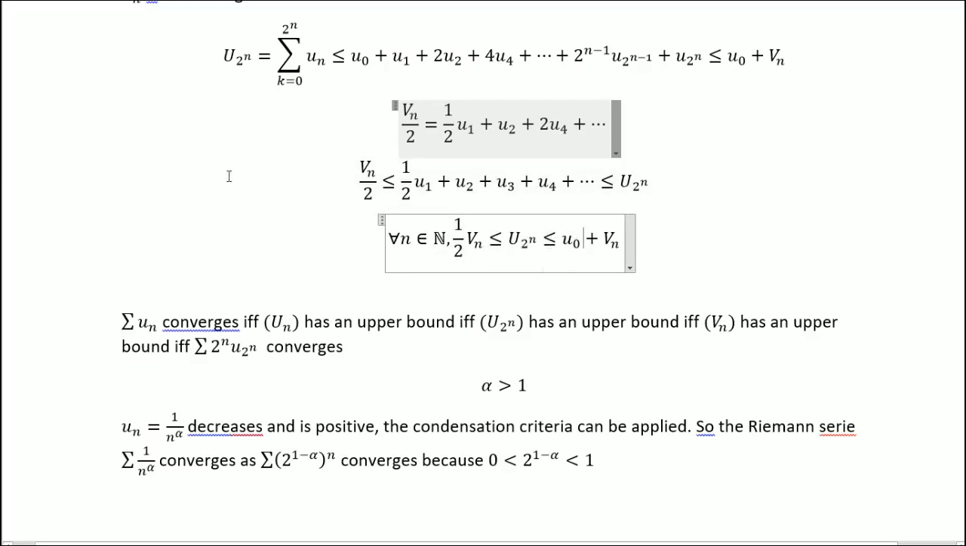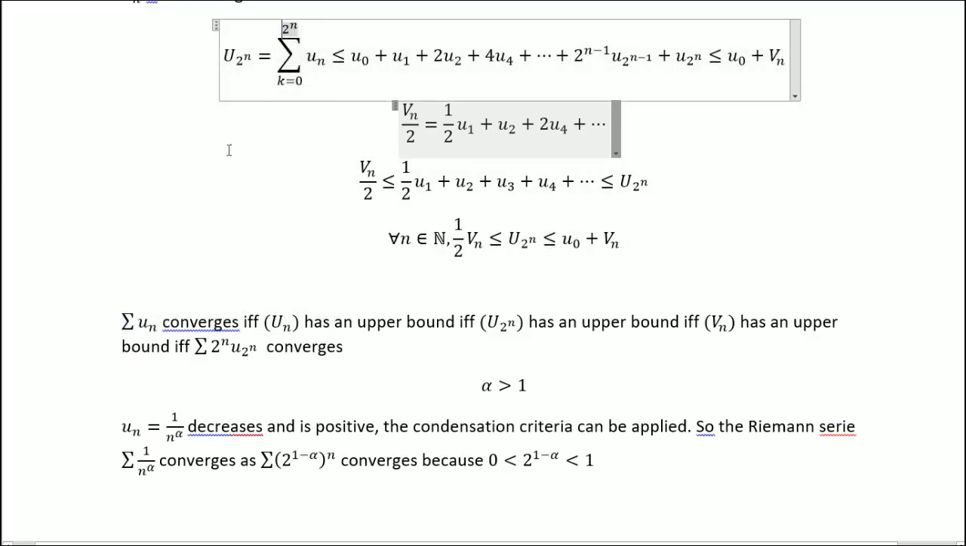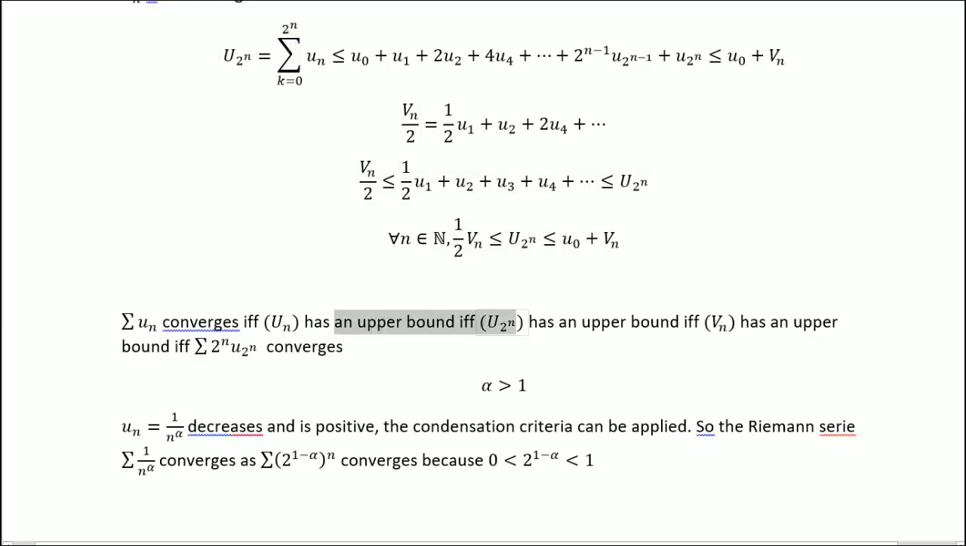Okay, so this converges if U_n has an upper bound, because this is just the same thing, since the convergence is in plus infinity. So if this has an upper bound, since it's the partial sum, but with 2 to the power n, this is if and only if u_{2^n} has an upper bound, which is the same thing as V_n has an upper bound. So it's the same thing as saying that this converges.